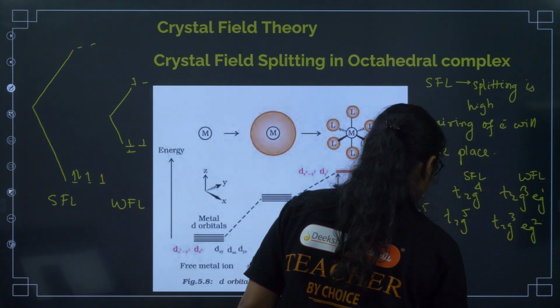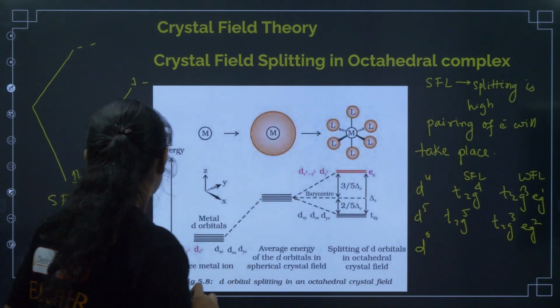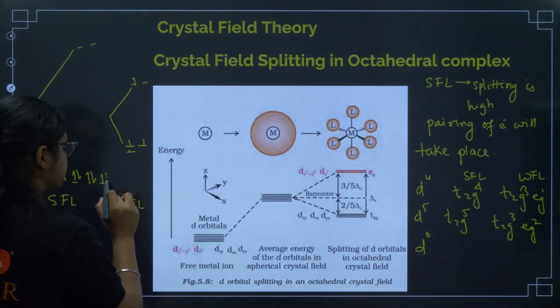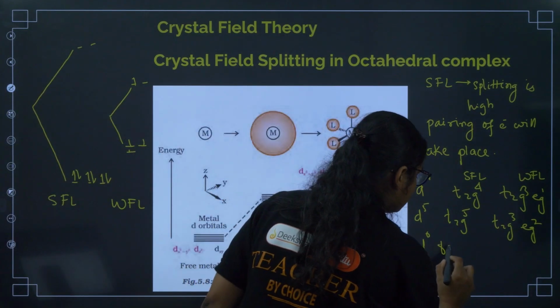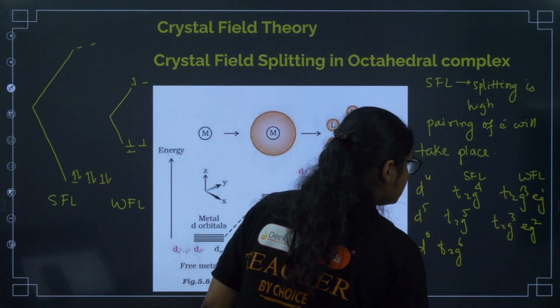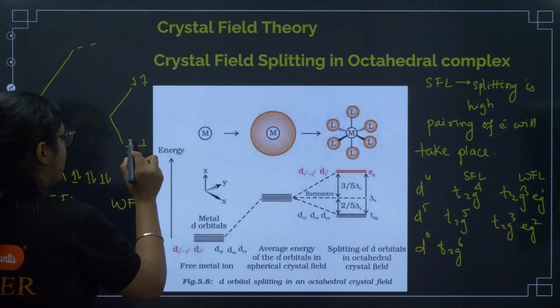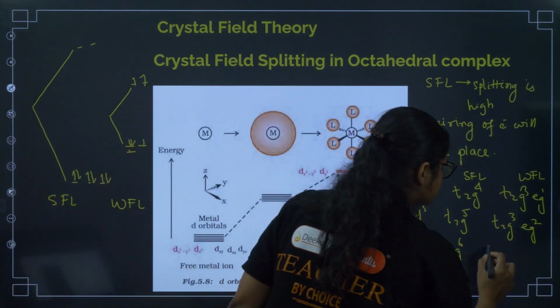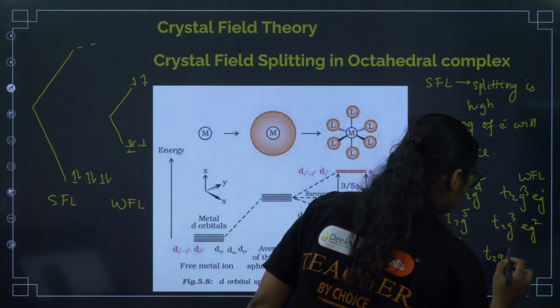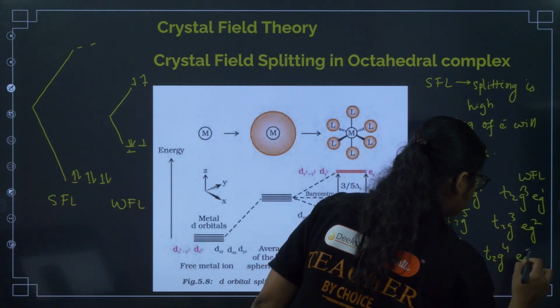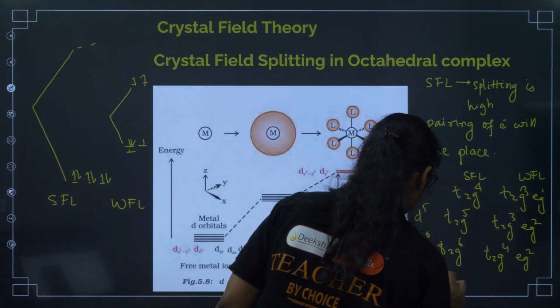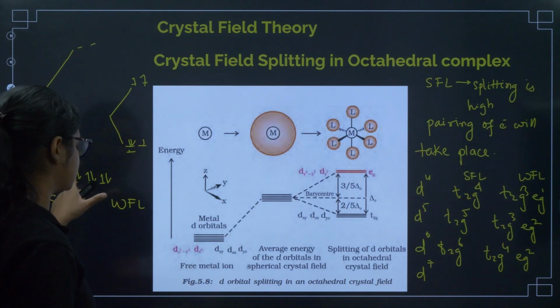Now if you see d6, again the 5th electron came here, the 6th electron will come here. So we will get t2g6 for strong field. Now for weak field ligand, 1, 2, 3, 4, 5 was there and now the 6th electron will come here. So we will get t2g4 eg2.